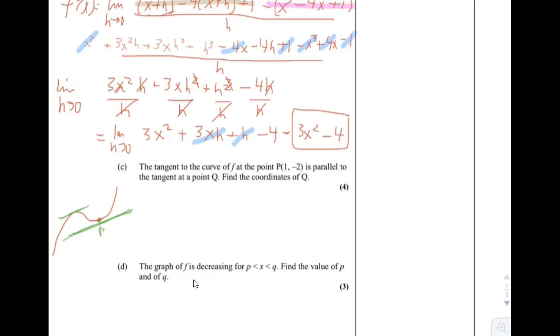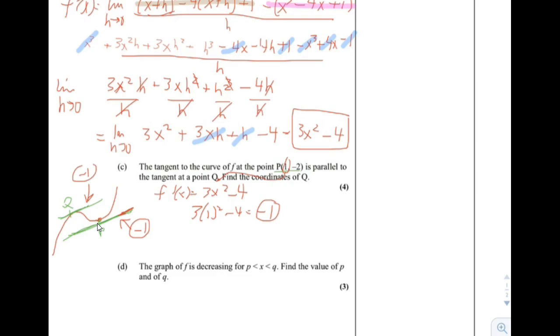And so you can imagine it's like this one here. Okay, so that's the point Q. So this is the gradient function of the main function here, 3x squared minus 4. What exactly is the gradient of this tangent line here? The way we figure that out is we just go ahead and substitute in the 1 into x. So we have 3 times 1 squared minus 4, which is 3 minus 4, which is negative 1. So the gradient of this line is negative 1. So the gradient of this line, which is parallel, is also negative 1.